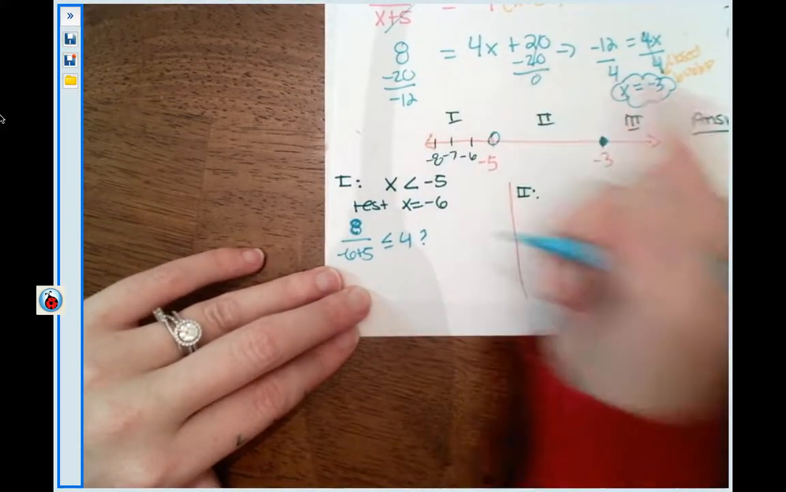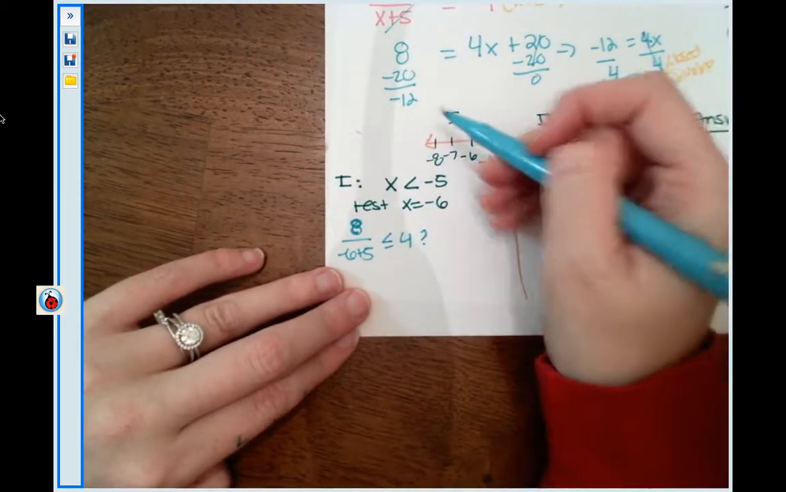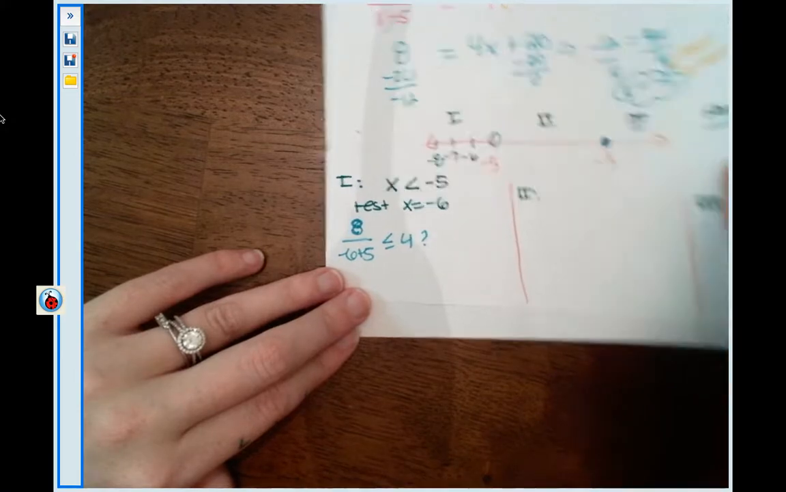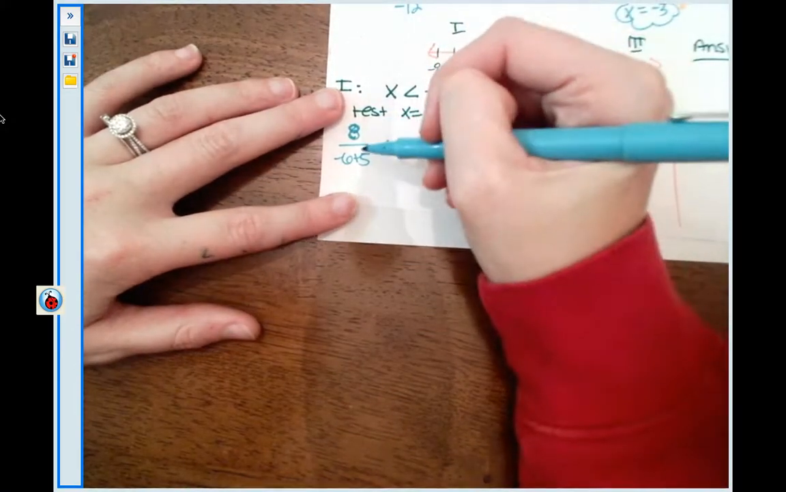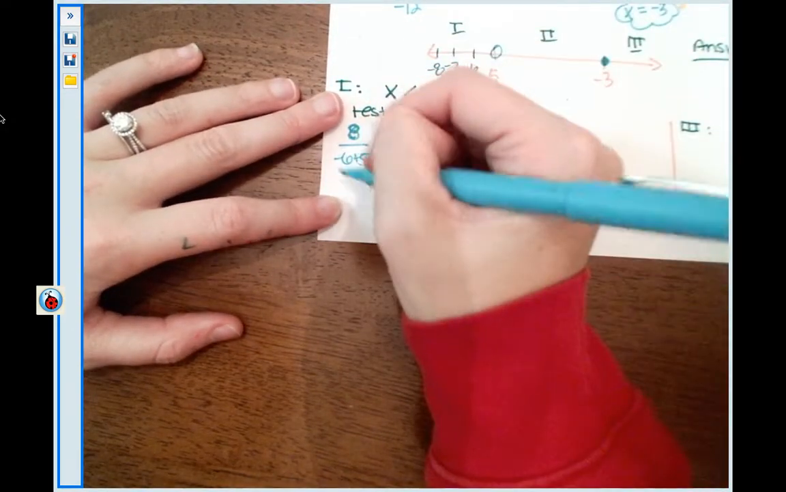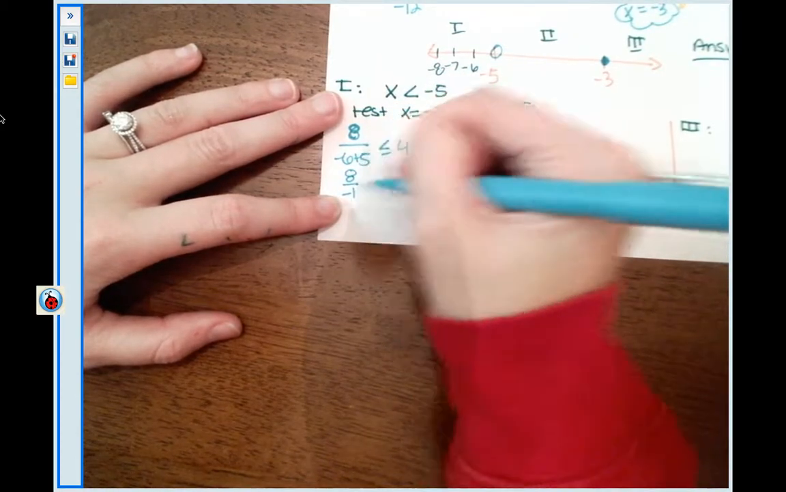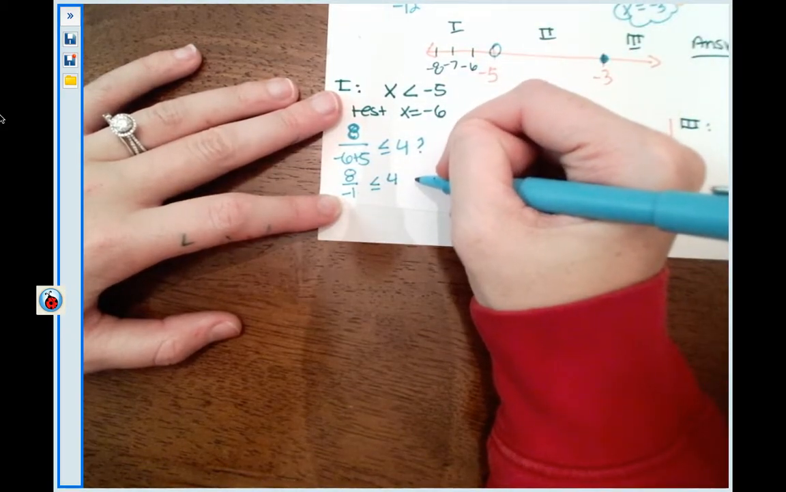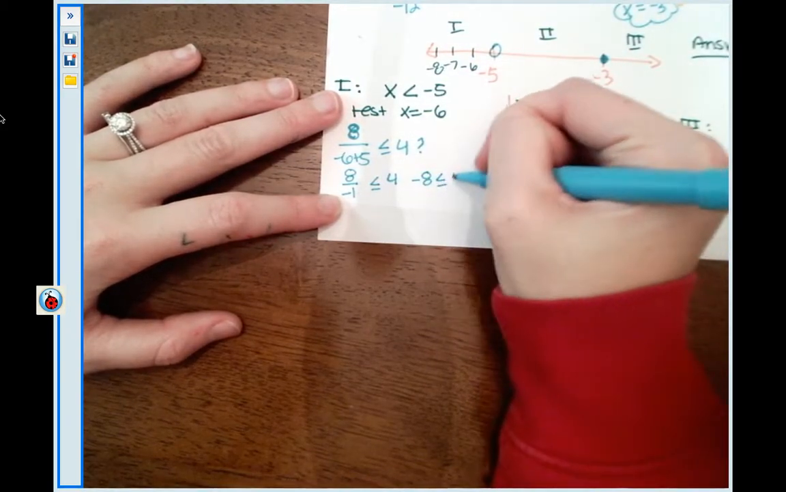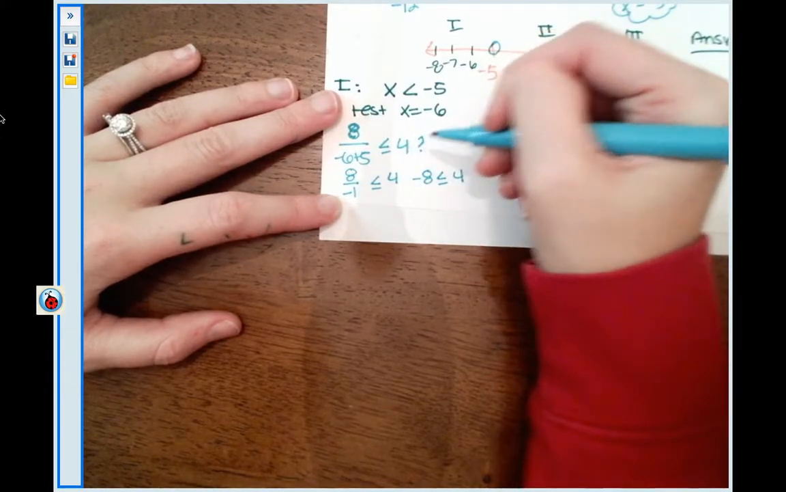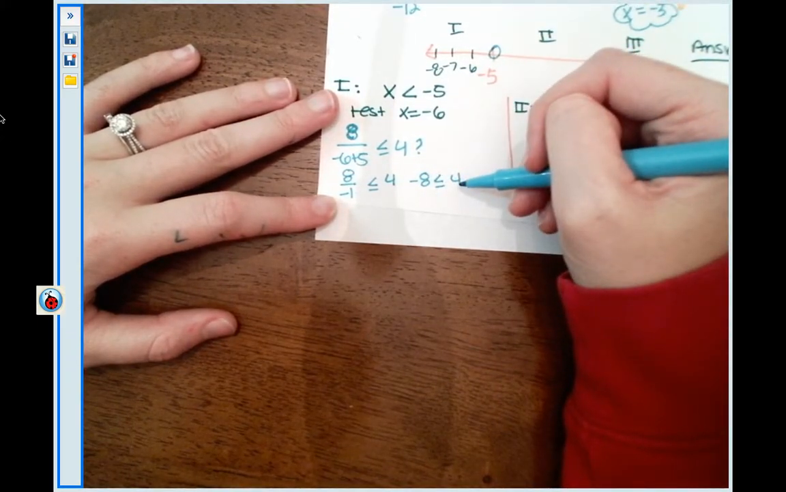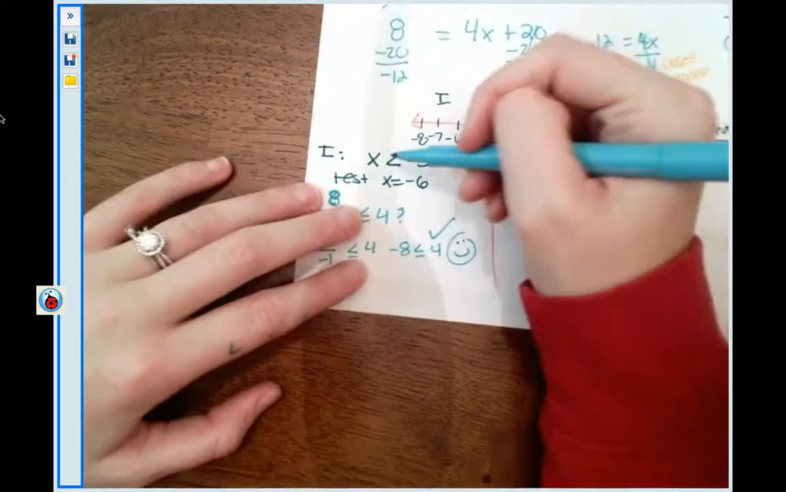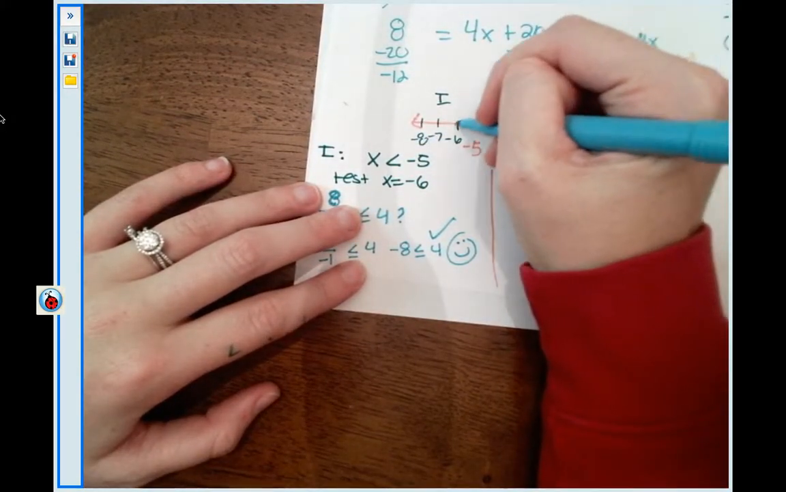So this is what I'm testing. I don't know yet. It might not work. If it doesn't work, I do not shade that region. But if it does work, I do get to shade this region. So let's see what happens. Okay, so -6 plus 5 is -1. So we have 8 over -1 is less than or equal to 4. Which 8 divided by -1 is -8. Let's see, did it work? Is -8 less than or equal to 4? Holy hot dog, it is! Yay, it works. Okay, so my first region will work, so I get to shade it.